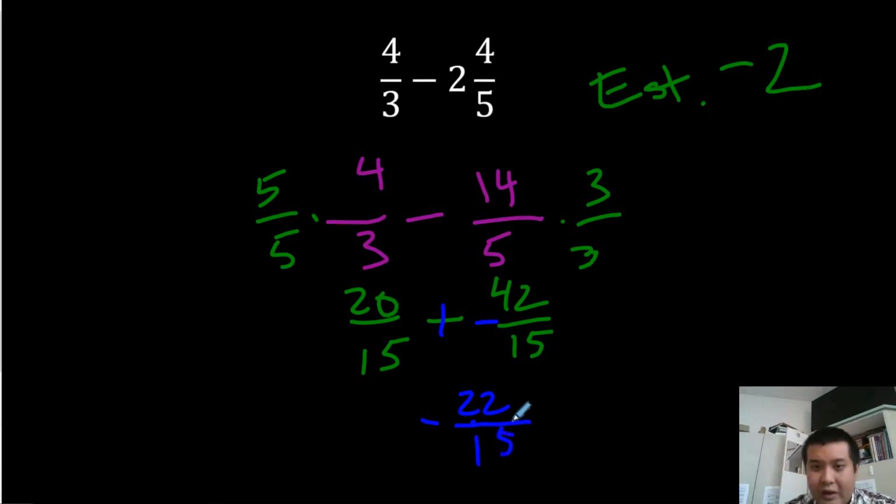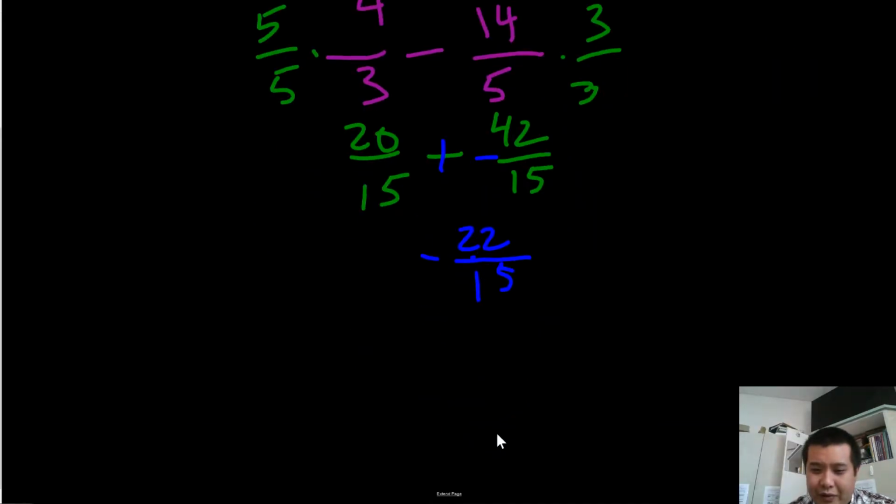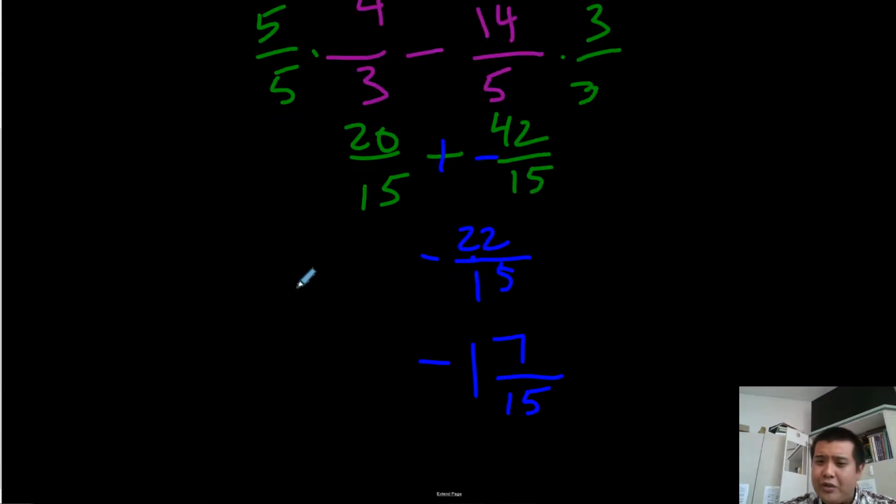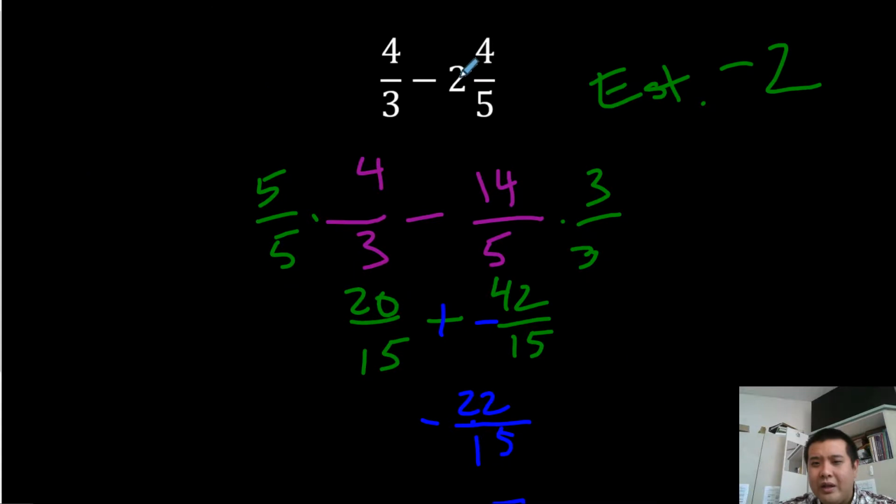15. And as a mixed fraction, that gets us our final answer of negative 1 7/15. Okay. Which is close to our estimate of negative 2, so we should feel pretty good about that.